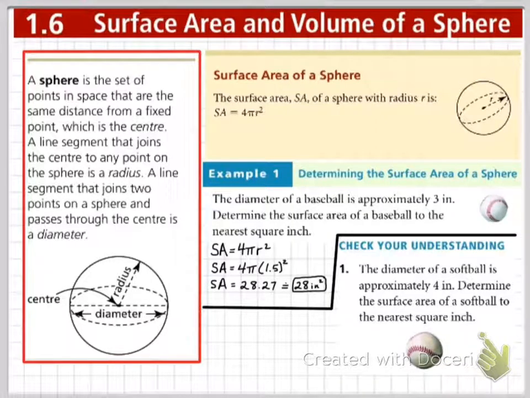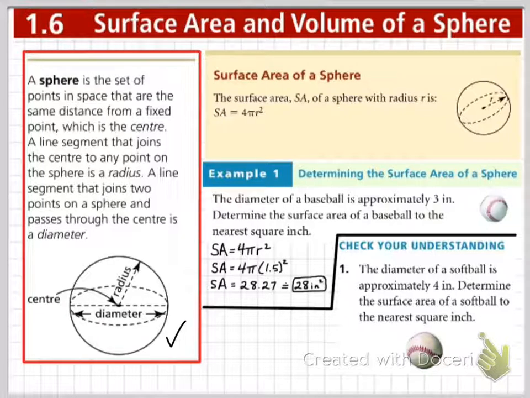Today we're moving on to topic 1.6, the surface area and the volume of a sphere. Well, a sphere is a ball. It's a circular ball. Now, a sphere is defined as the set of points in space that are the same distance from a fixed point, which is the center. A line segment that joins the center to any point on the sphere is the radius of the sphere, and a line segment that joins 2 points on a sphere and passes through the center is called the diameter, as you can see in the picture below.